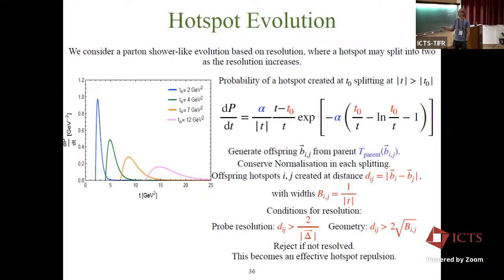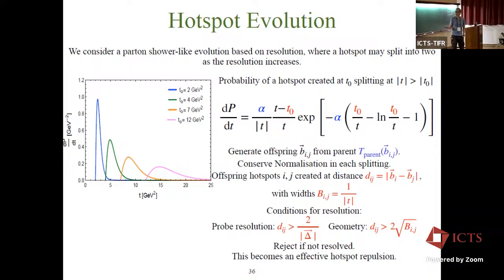So the idea is that we generate the 2 offspring hotspots from the thickness of the parent hotspot. We conserve the normalization in each splitting, and then we calculate the distance between the generated hotspots and give them a width of 1 over T. And then we see, are they resolved? So if the distance is larger than either 2 over delta or larger than 2 times square root of B, which in this case is exactly the same, then we resolve it and we keep it. If the distance is smaller than this, then we can't resolve the splitting and we reject it.